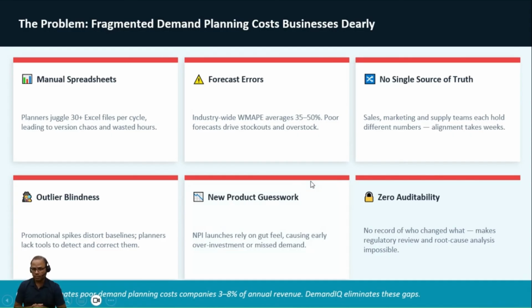New product guesswork. Without proper NPI modeling, new product launches are planned on instinct. That leads to either costly overstock or early stockouts that damage customer relationships. And zero auditability. When something goes wrong, and it will, there's no record of who changed what or why. That makes regulatory review and root cause analysis almost impossible.